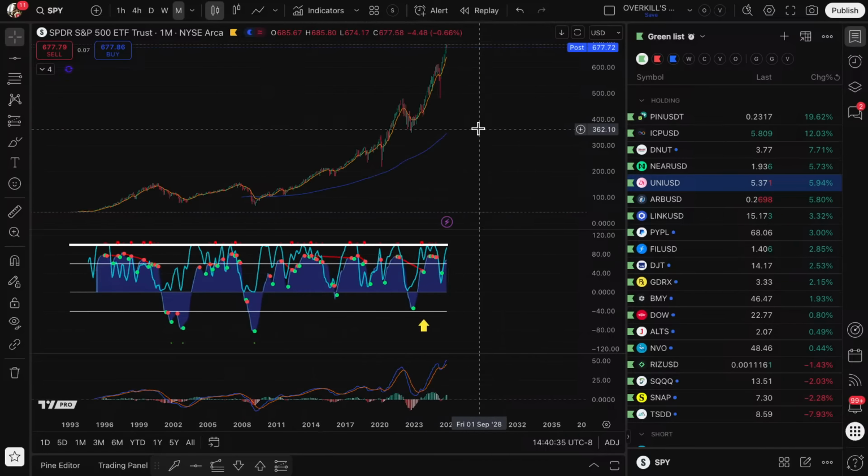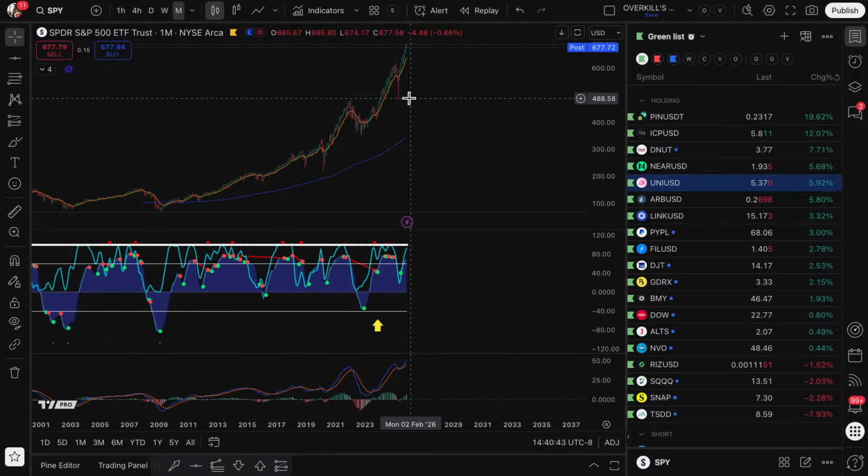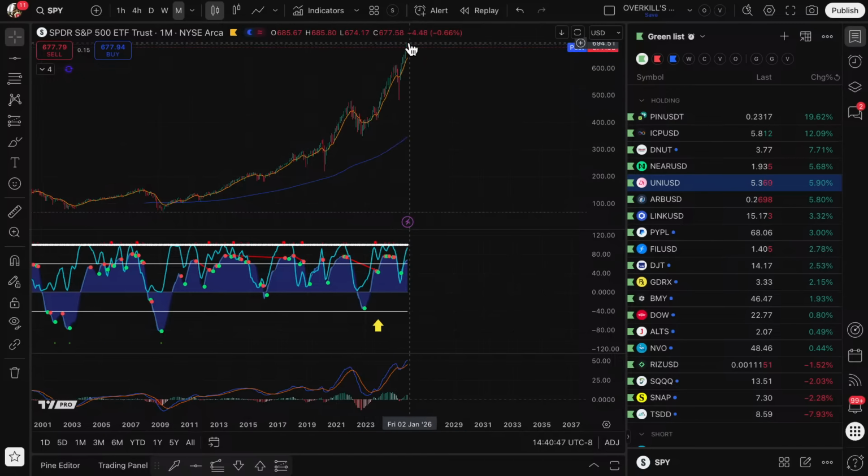And this worries me, guys. I'm not going to lie. I sold a lot of my stocks last night just because something weird's going on, dude. I mean, we have been on a parabolic move. Something's got to crack, right? This can't keep going like this.